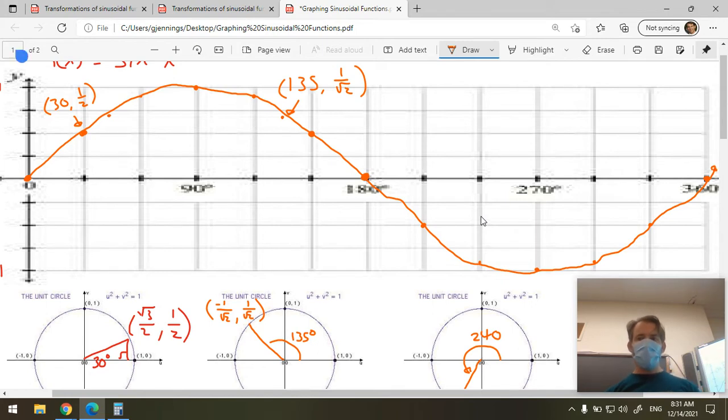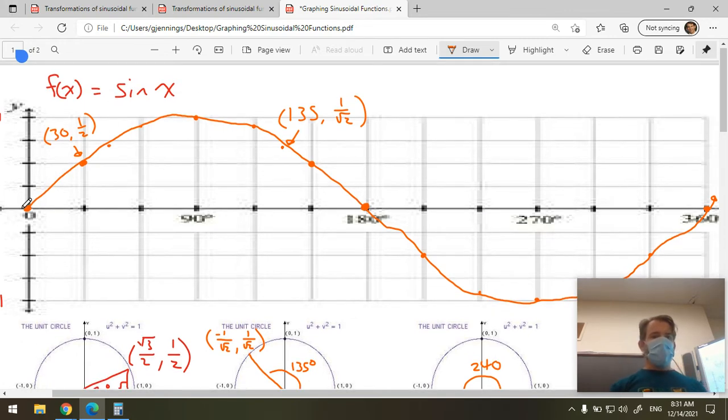There. And that's going to repeat every 360 degrees. We're going to have the same pattern. And here's our sine wave. Notice that sine starts at 0, 0. That's its y-intercept, is the 0. And then it rises before it falls.